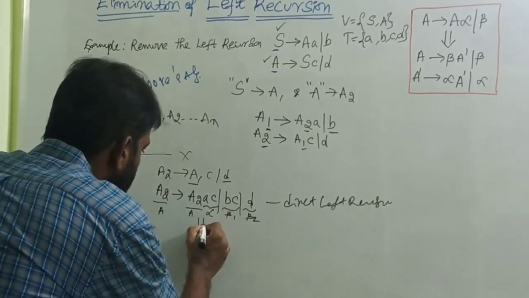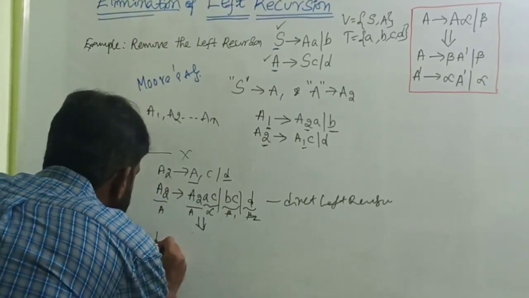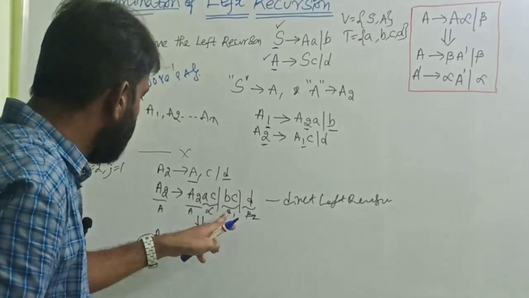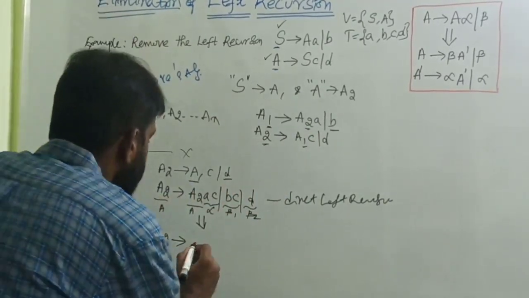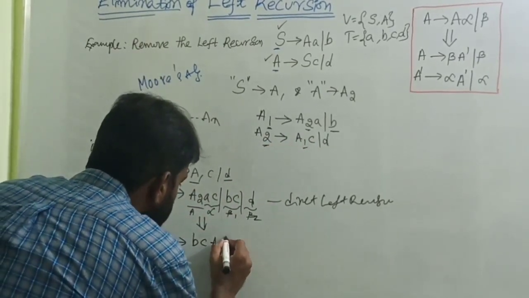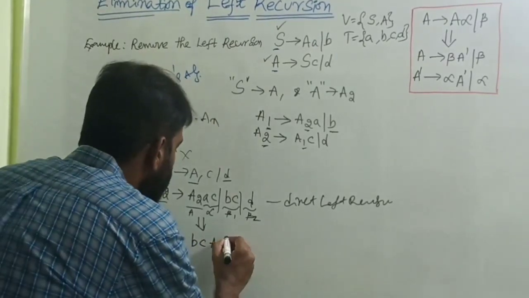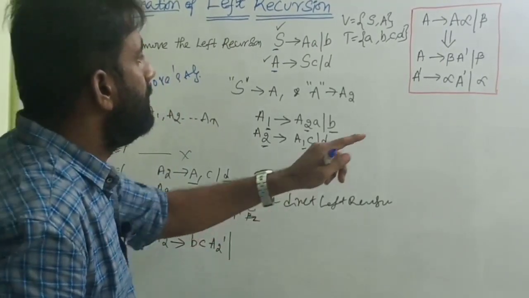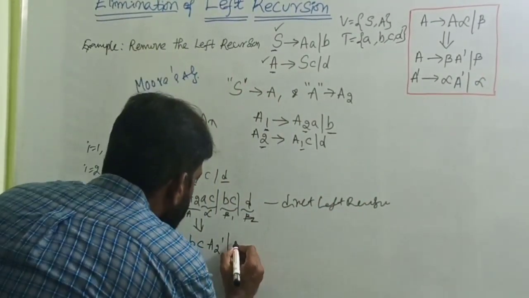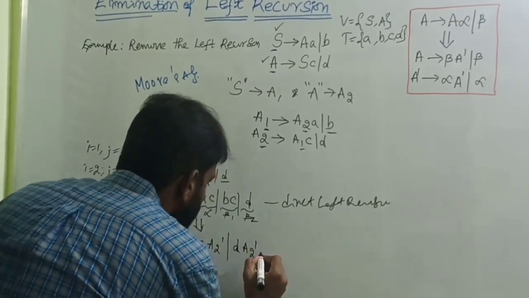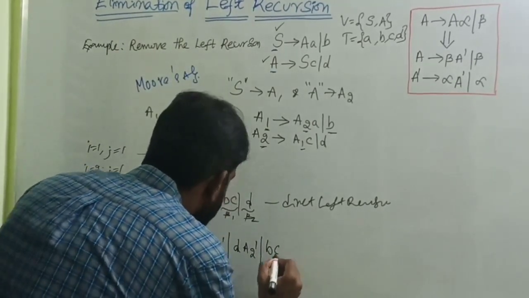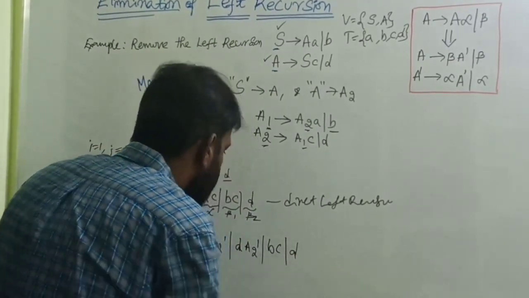You can write it as A2 tends to beta. Actually there is beta 1 and beta 2. So take first beta 1. Beta 1 is BC, then A2 dash, a newly introduced non-terminal. Then A2 dash slash beta 2. What is beta 2? Beta 2 is D. Now it is D A2 dash. Then beta 1 is BC, and beta 2 is D. So BC slash D.